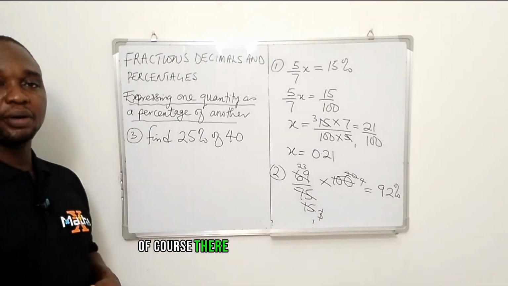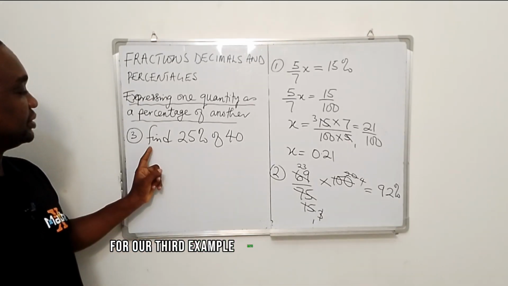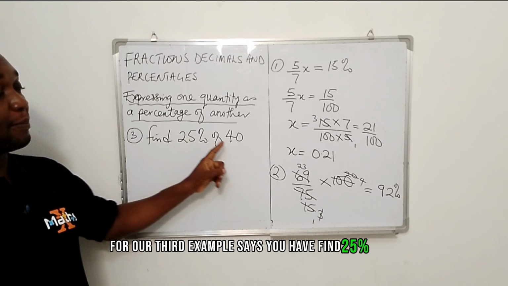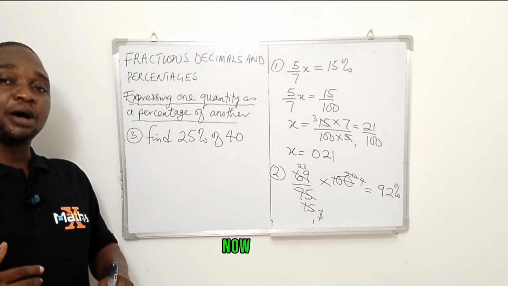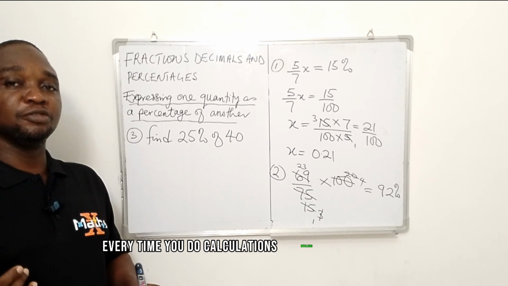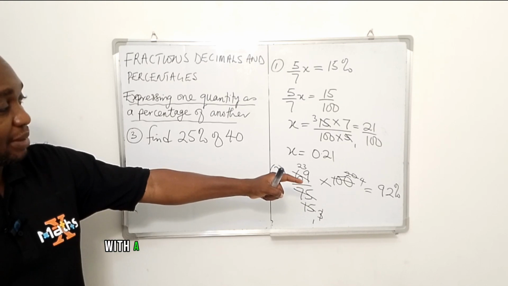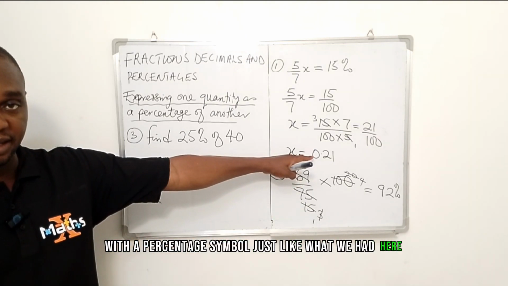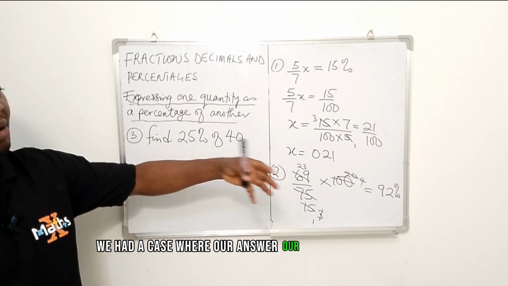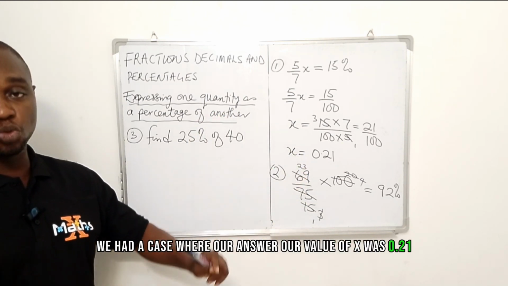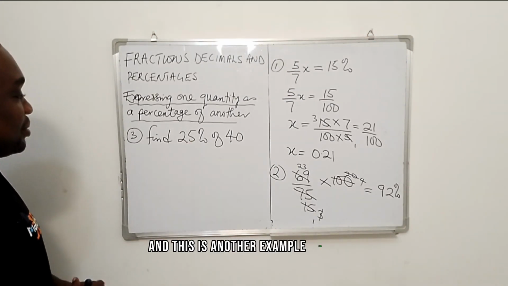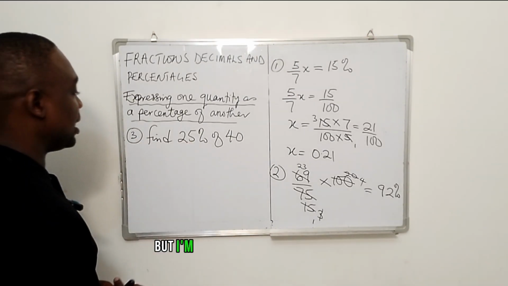So for our third example, it says here, find 25% of 40. Now, it's not every time you do calculations involving percentages that the answer ends up with a percentage symbol, just like what we had here. We had a case where our value of x was 0.21. And this is another example like that, though I didn't mention it earlier, but I'm doing that now.